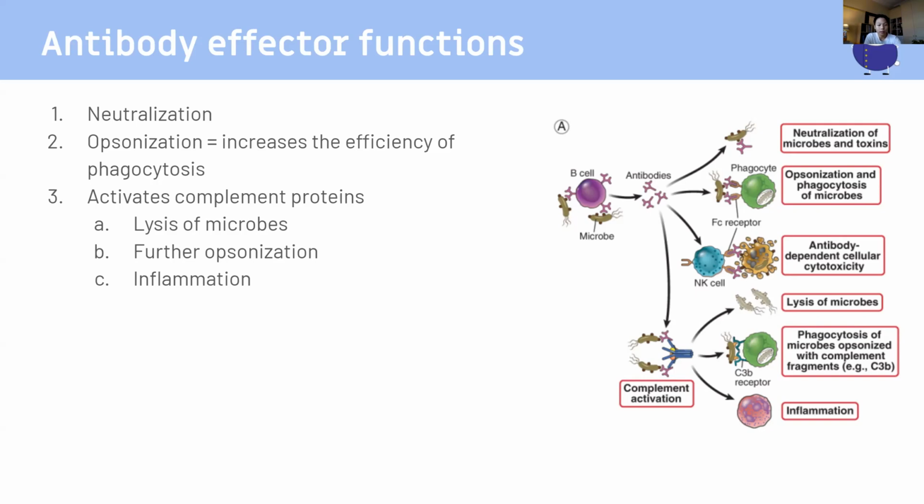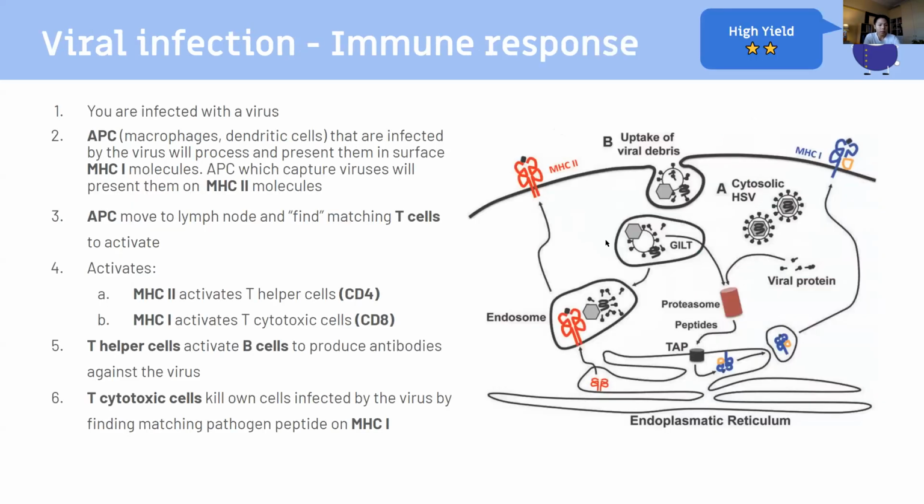Yep. Next slide, please. And so we'll look at the immune system in the context of a viral infection now. This is quite high yield, so it's good to take some time and go through each step, write them down and understand them. So if we are infected with a virus, our APCs will, there's sort of two pathways that happen here.